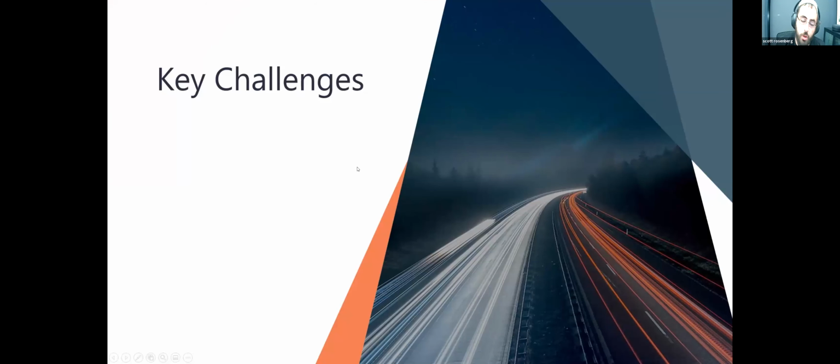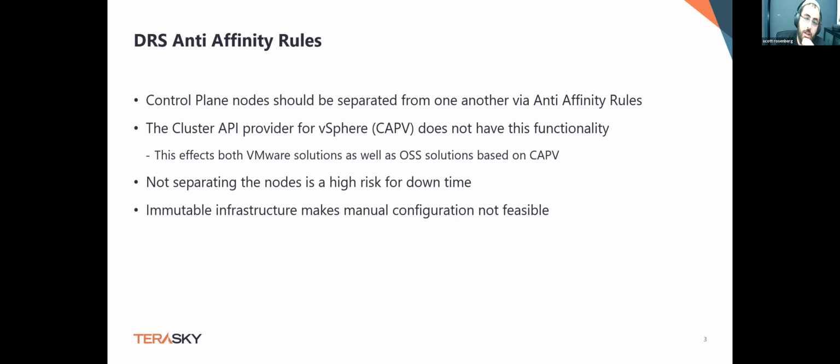So in general, we're running VEBA purely on Kubernetes, not in the appliance. So we're running it on some of our regular highly available clusters. And the main issues that we have with running Kubernetes on vSphere that VEBA has helped us with is one is DRS anti-affinity rules. Cluster API is how we're provisioning most of our clusters today. And Cluster API for vSphere does not, whether it's the VMware solutions based off that or the open source, have any way to create DRS anti-affinity rules.